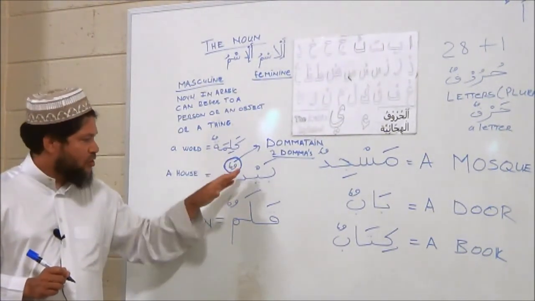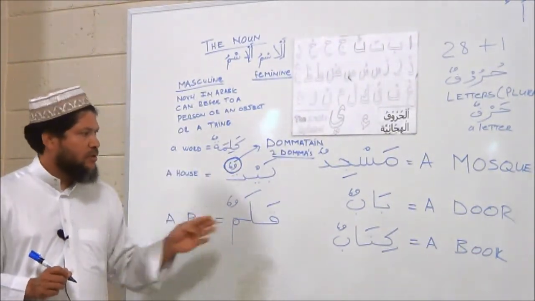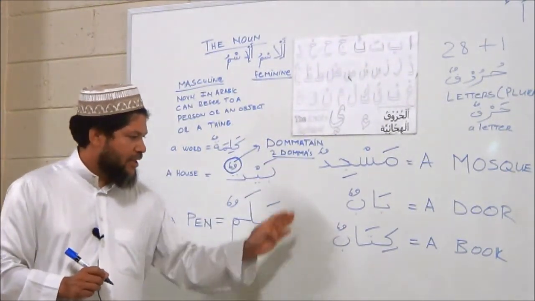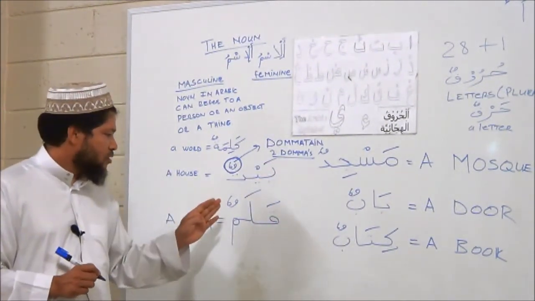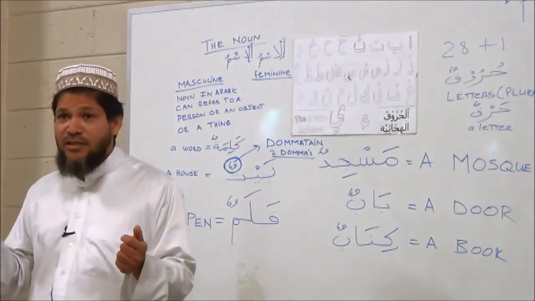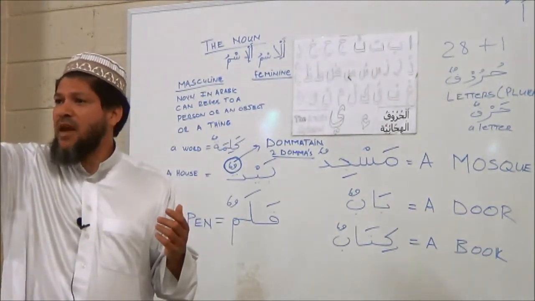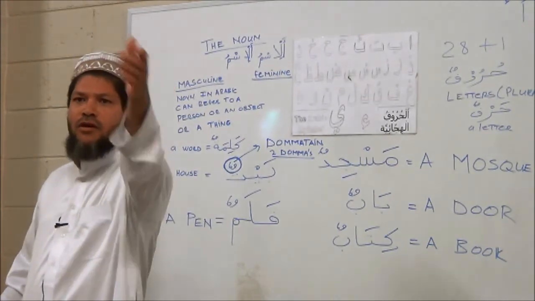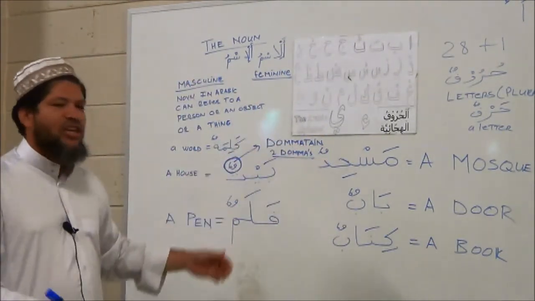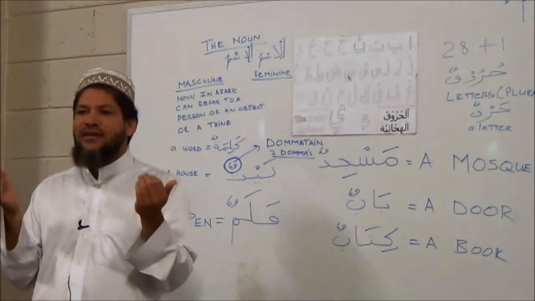Okay? So inshallah, the 5 words, alhamdulillah: baytun, masjidun, babun, kitabun, qalamun. So next week, inshallah ta'ala, before we come to our nouns, I will choose and say, right brother, pen. Sister, book. Brother, mosque. So I'll give you the English, and you give back to me the Arabic.